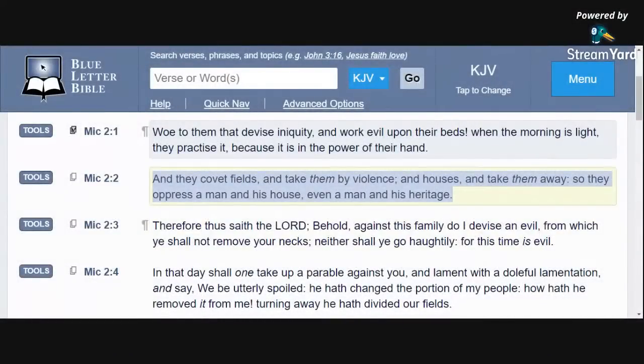And they covet fields and take them by violence and houses and take them away. So they oppress a man in his house, even a man in his heritage.